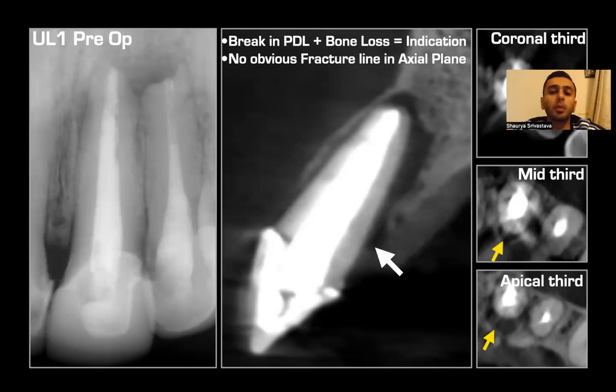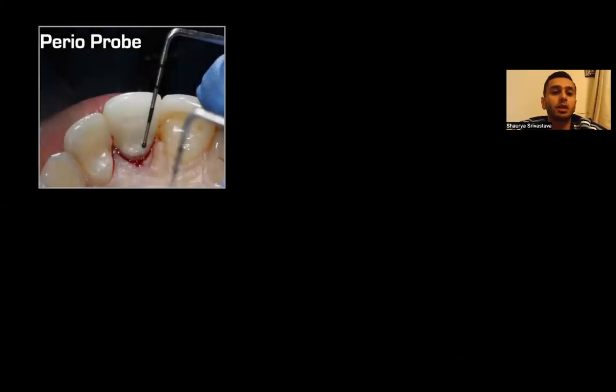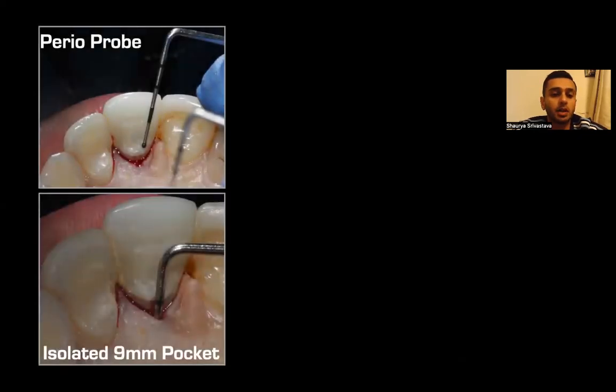And how common is it for you to see this kind of bone loss, or this kind of pattern, associated with an upper anterior? Not very common. So during my clinical testing, I take a perio probe. There's an isolated 9 millimeter pocket. As you can see, there's bleeding as well.